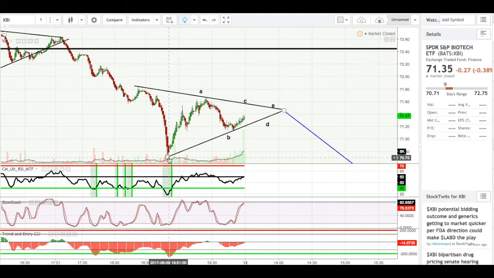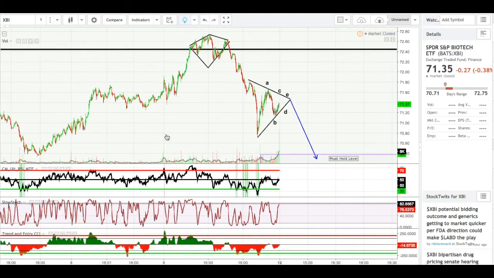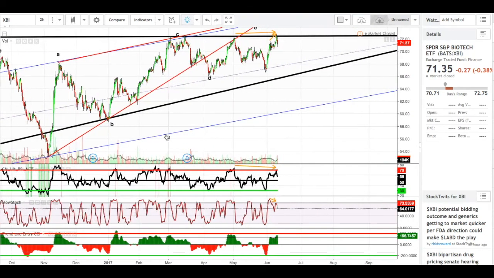We set in our first support level, and this marks our resistance level. So this is A, B. I have reason to believe we're going to go up to C, and then D and E would be a perfect symmetrical triangle. However, we might just get rejected at C and break down further. But for the short term, I am bearish biotech. For the medium term, I am also bearish biotech.